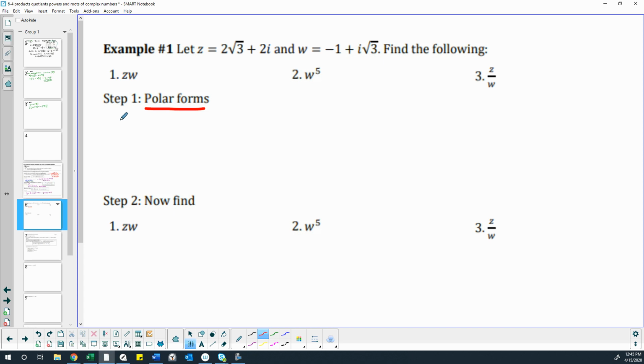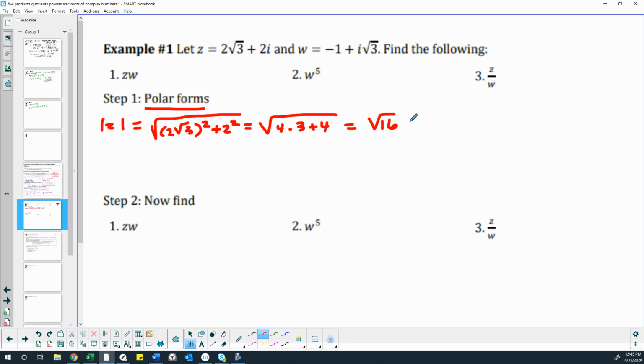So for z, the real part is 2 square root 3 and the imaginary part is 2. The magnitude of z, or we could call it r, is the square root of (2 square root 3) squared plus 2 squared. That would give us 4 times 3 plus 4, so that's 12 plus 4, which is 16, which is 4. Right? So 4 is the magnitude.